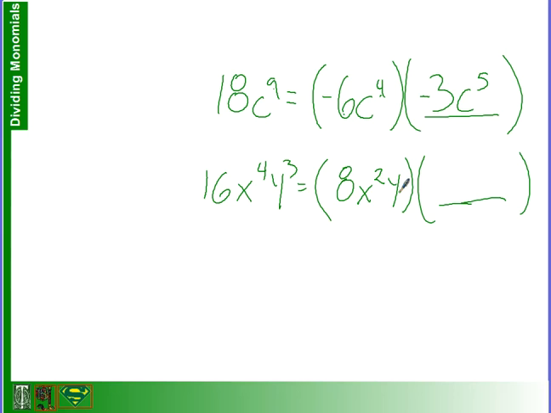Evan. I got 2x to the 2nd and y to the 2nd. So you got 2x squared y squared. And let's double check this. 8 times 2 is 16. X squared times x squared is x to the 4th. And y squared times y is y cubed. All right. Y cubed. Way to go. All right.